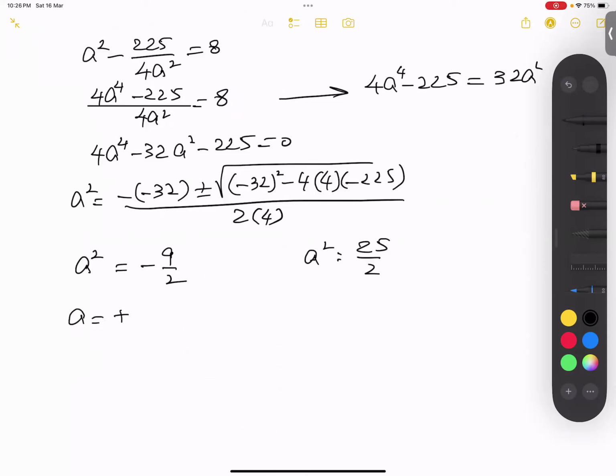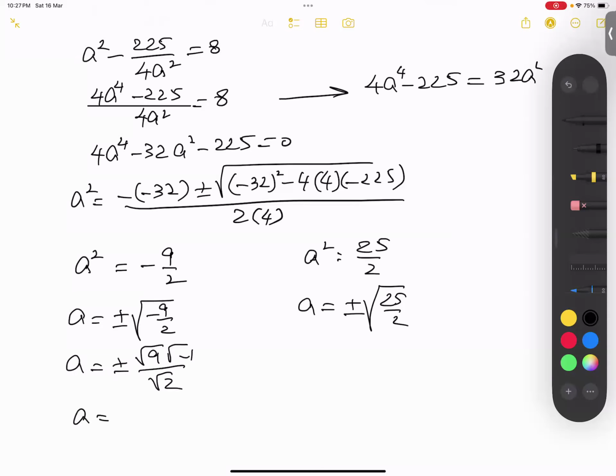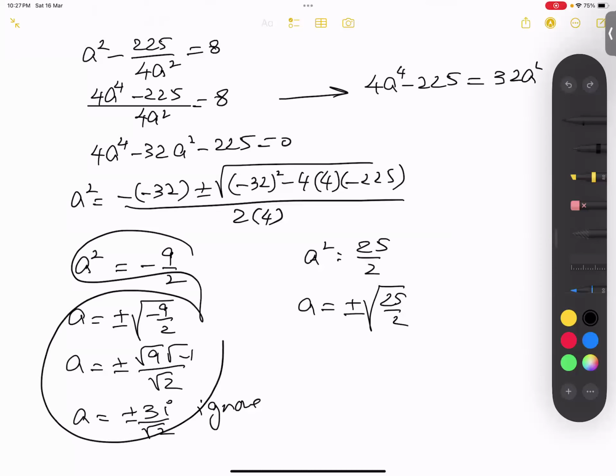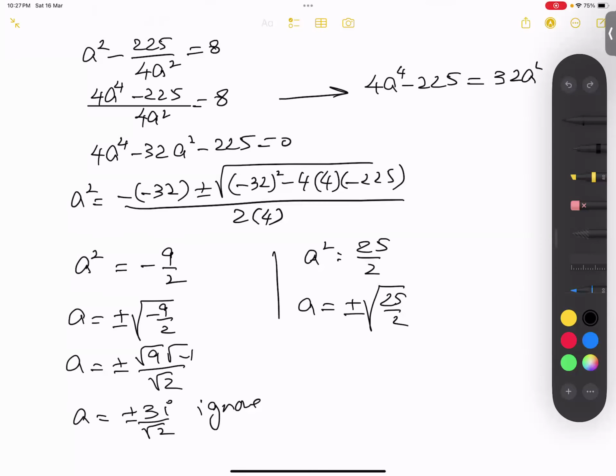So take a root of both sides: plus and minus root of negative 9 over 2, and plus and minus root of 25 over 2. Here I get a plus and minus. Negative 9 over 2: root 9 separate, root minus 1 separate, root 2 separate. So I get a plus and minus 3 iota over root 2. This I will ignore. Although I just showed you the working, all you can say from here is ignore it. Save your time, ignore at this level. No need to show this working, just for your knowledge I have done it.